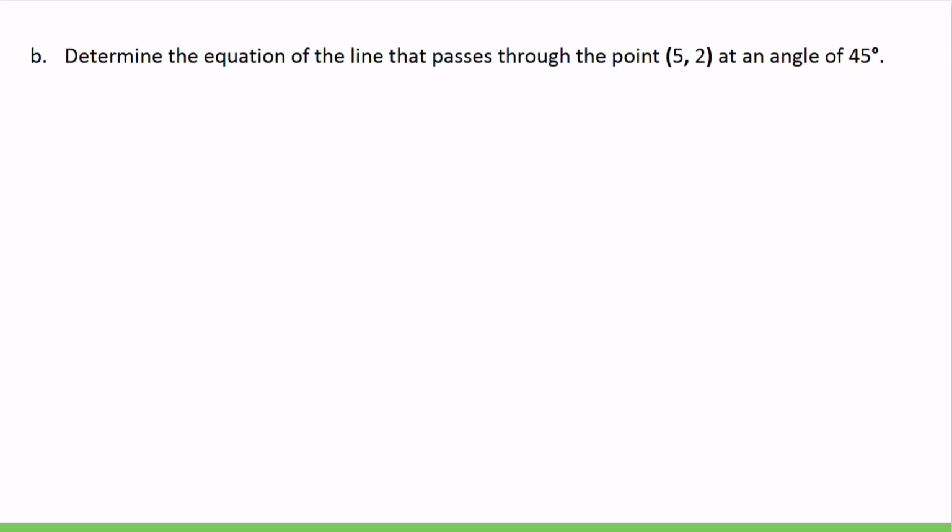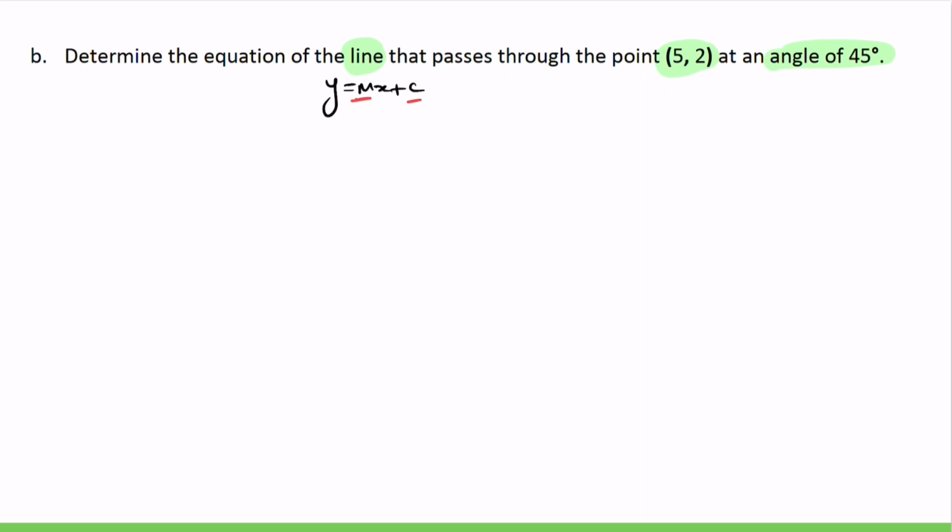Part B tells us to determine the equation of the line that passes through the point 5, 2 and at an angle of 45 degrees. So just like we've been doing, we want to highlight all the key words that they're providing us. So the first thing is that we know it's a line. That means it's going to be of the form y equals mx plus c. We know that it's going to go through the point 5, 2, and it has an angle of 45 degrees. Now the two elements of a line are the gradient and the y-intercept. So what we want to be able to do is use that information to find these two elements.